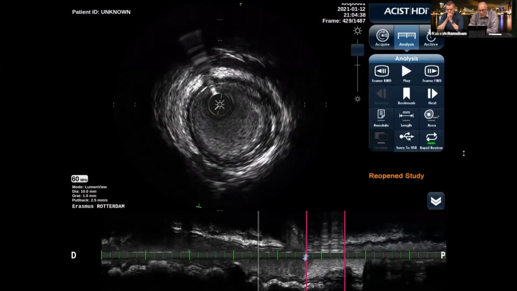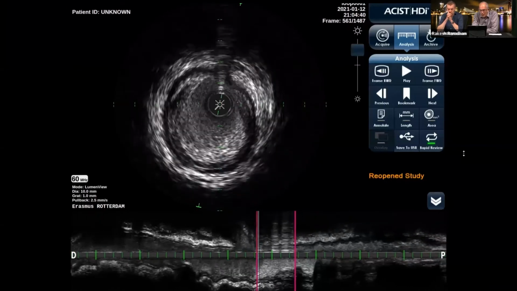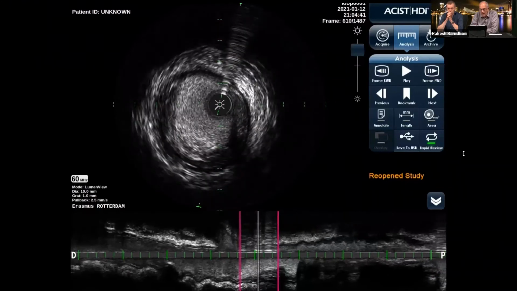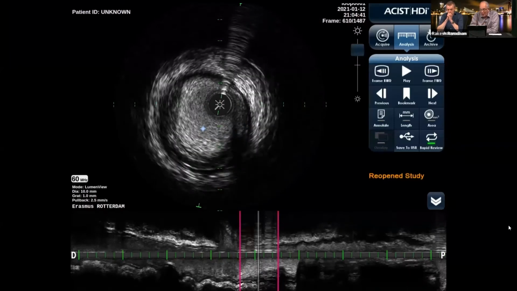then you see already some turbulent flow in there. And if we go even more proximal, then we see here in the lumen that it's quite bright, and it looks like the appearance of an acute thrombus, like you saw on the slides.